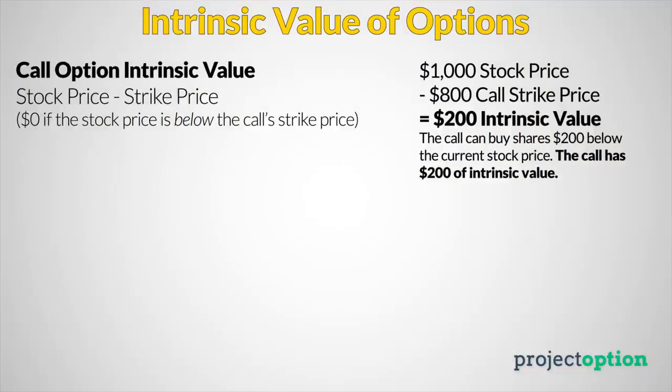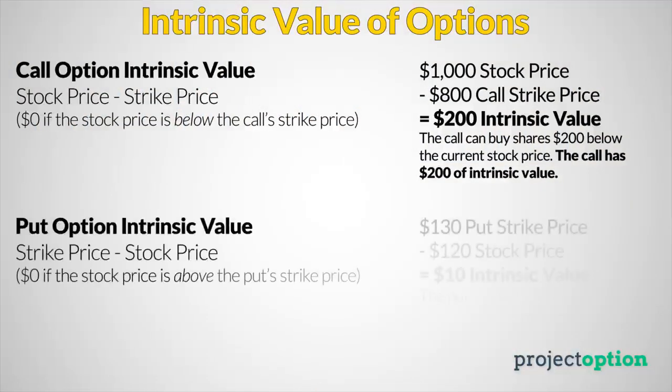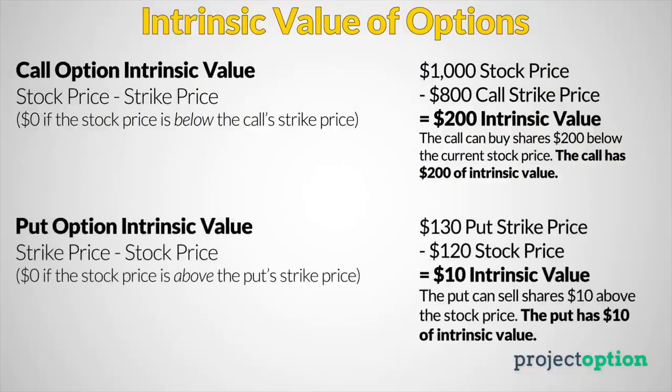For puts, it's the opposite. So if you have a strike price of $130 and the stock price is at $120, you have a put contract that can sell shares of stock $10 higher than the current stock price, and that has real or intrinsic value equal to $10. So since the put option can sell shares of stock $10 above the market price, we say that the put option has $10 of intrinsic value.